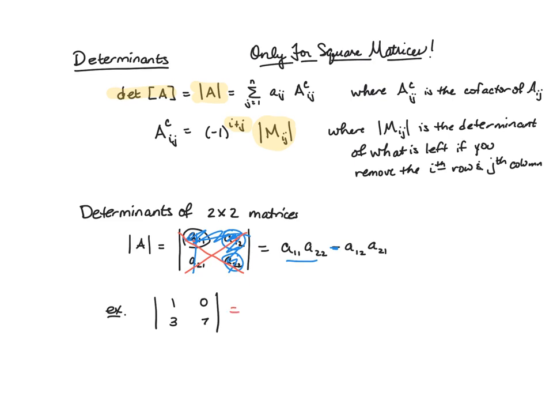Let's try this with this example. So the determinant of this is going to be 1 times 7 minus 0 times 3. And that's just 7. And so the determinant is going to be a number. It's not going to be a matrix, it's a value.